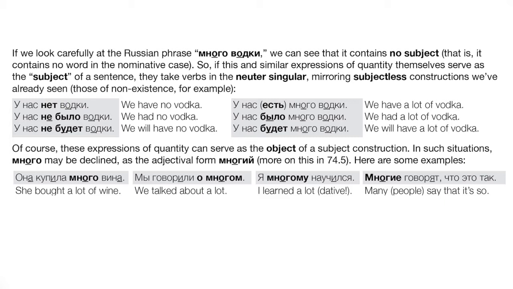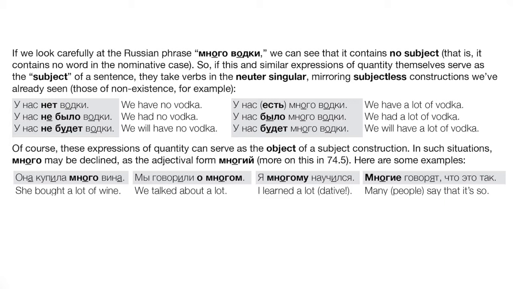It's obviously not going to be plural because we have a non-count noun. We're just, the subject is basically a quantity. It's not a number of various plural items. Okay, now of course, these expressions like with много can also be used as direct objects. For example, она купила много вина, she bought a lot of wine.